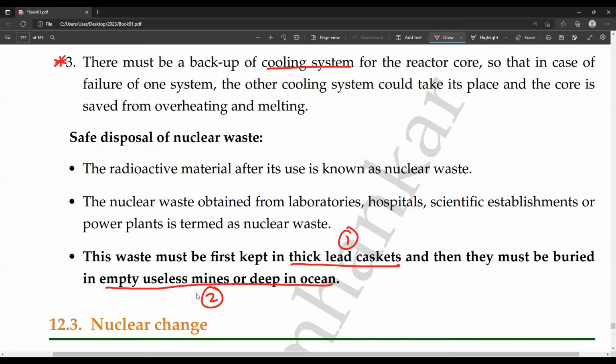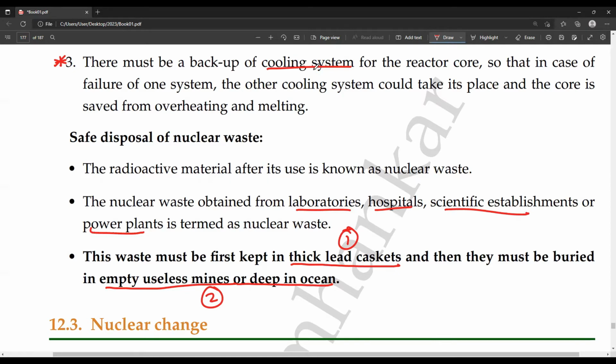So nuclear waste can come from laboratories, hospitals, scientific establishments, or nuclear power plants. All of that has to be brought together, kept in lead boxes, and then kept in empty, useless mines, where people dug deep into the ground. So keep it down below and keep it in the deep ocean. Okay. Please remember, you have to write both points, not only one point.